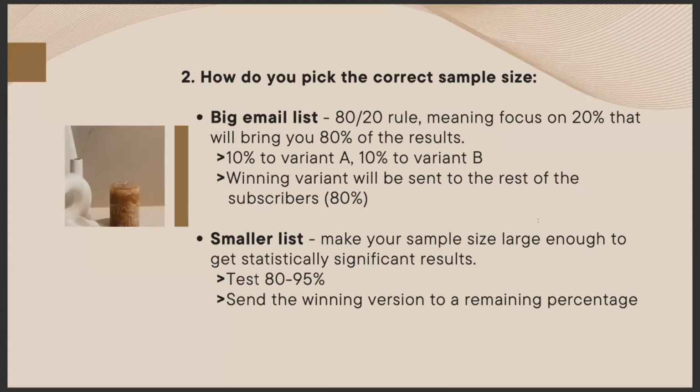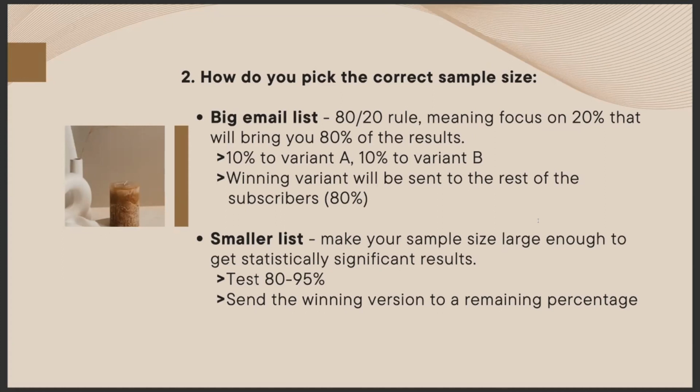So how do you pick the correct sample size when you're doing A/B testing? It really depends on how big or small your email list is. When you have a big email list, you need to follow the 80-20 rule, or the Pareto principle, meaning you focus on the 20% that will bring you 80% of the results. So 10% of that goes to variant A, and the other 10% goes to variant B. And then the winning variant will be sent to the rest of your subscribers, which is the 80%.